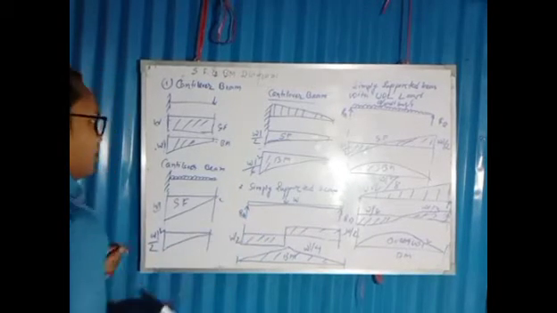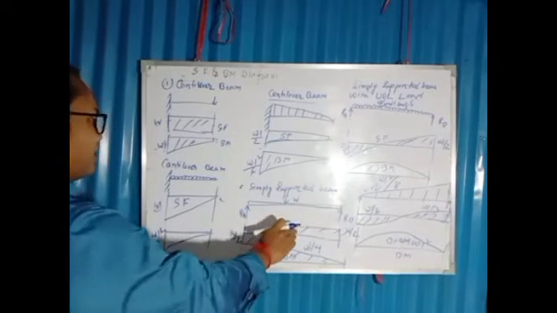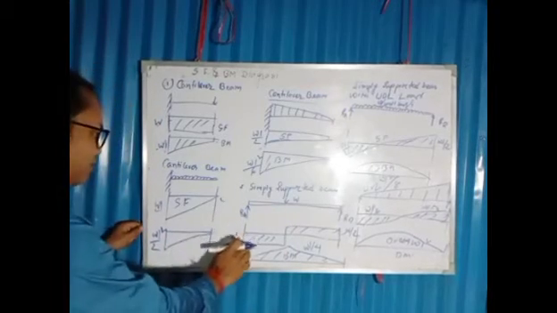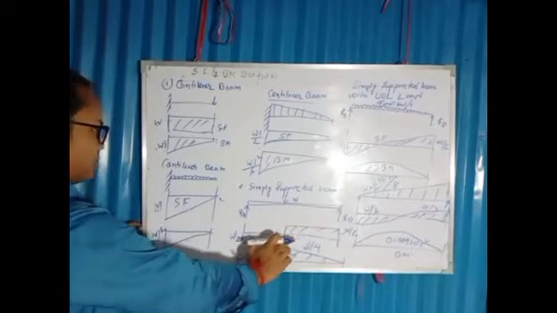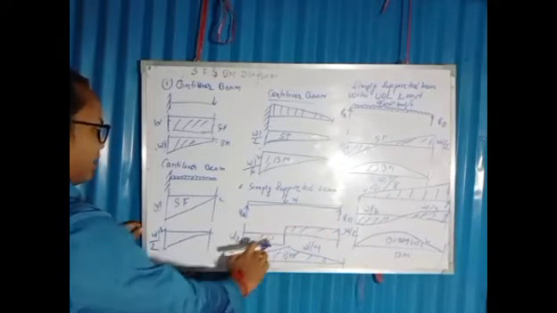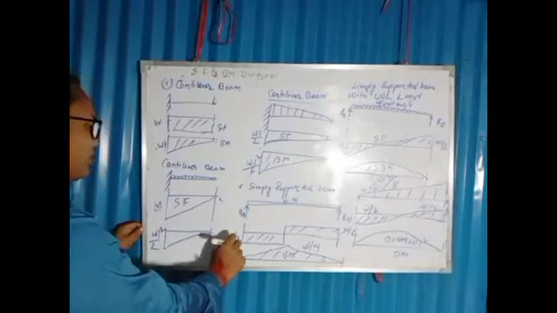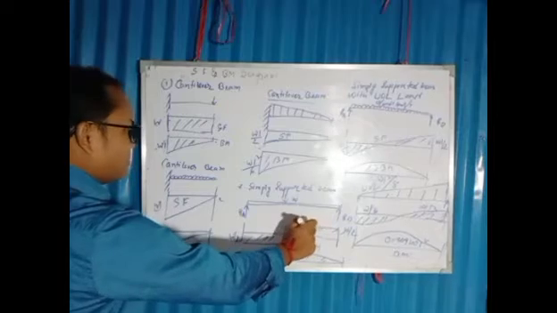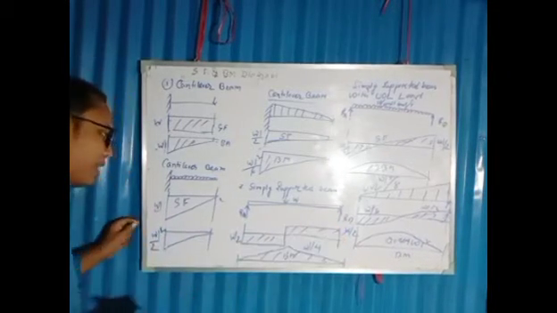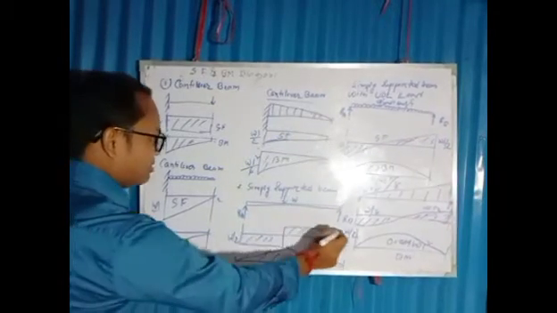Another case: the simply supported beam with the point load acting at the midpoint of the beam. Have a look. The shear force at point A is maximum. Its value is W by 2, with a positive sign on one side and a minus sign on the other.